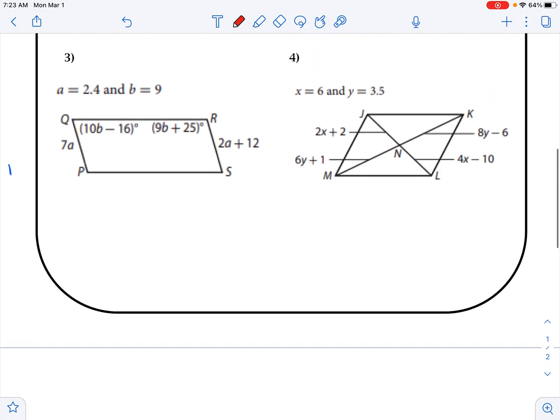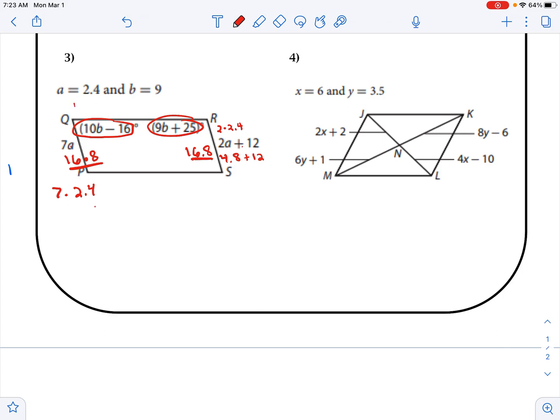So it'd be the same thing here. Okay, I need to show that these opposite sides are congruent. So I could say 7 times 2.4, so that would be 14 plus 2.8, which is 16.8. And then I come in here and go 2 times 2.4 would be 4.8 plus 12. And that gives me 16.8. Hey, that side equals that side. That's good.